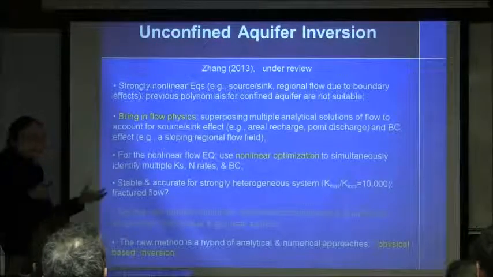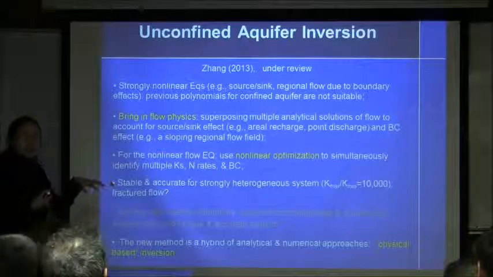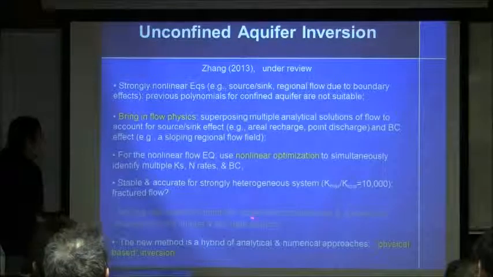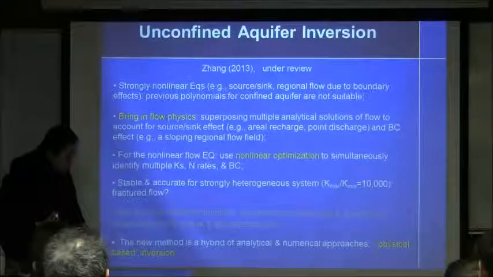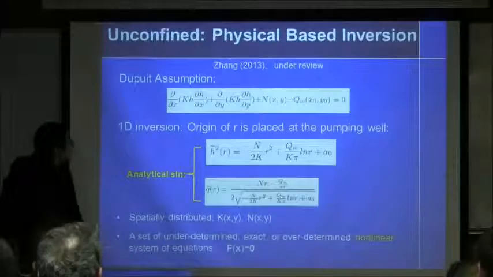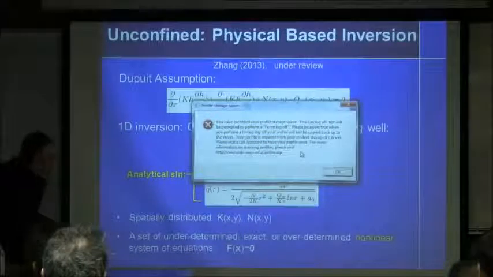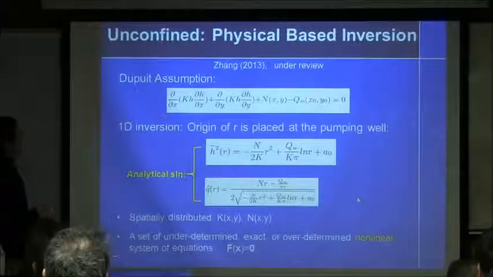The new method, since we bring the analytical solutions for different components of the stimulus, sometimes we call it simulation of the aquifer. I therefore call it physics-based inversion. So we bring the physics back into numerical inversion. For example, this is our unconfined aquifer flow equation written in 2D, right?